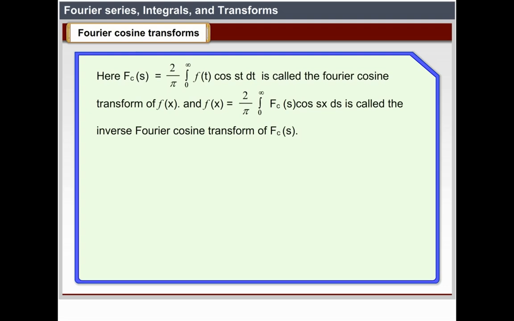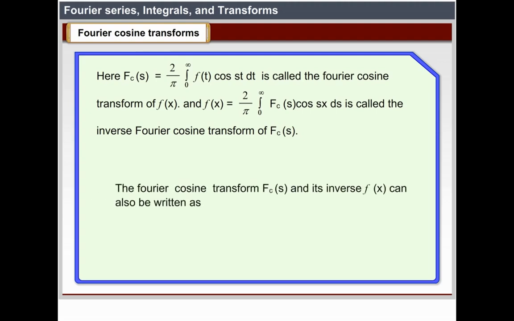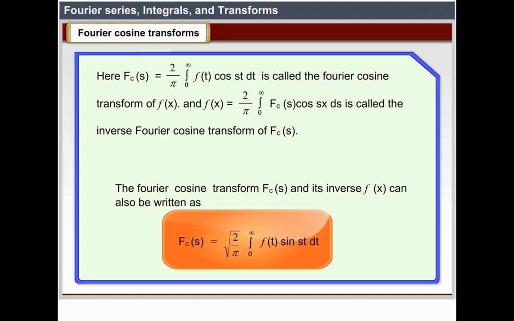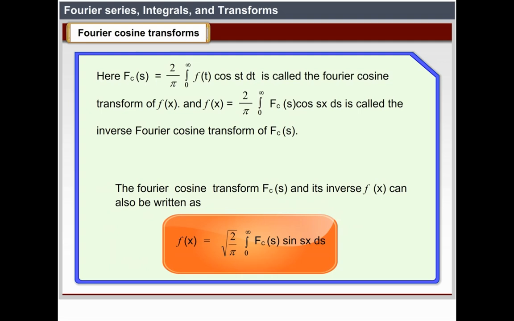Here capital Fc of s equal to integral 0 to infinity f of t into cos st into dt is called the Fourier cosine transform of f of x, and f of x equal to 2 by pi integral 0 to infinity Fc of s into cos sx into ds is called the inverse Fourier cosine transform of Fc of s, that means capital Fc of s. Result: the Fourier cosine transform capital Fc of s and its inverse f of x can also be written as capital Fc of s equal to square root of 2 by pi integral 0 to infinity f of t into cos st into dt. Then f of x equal to square root of 2 by pi integral 0 to infinity capital Fc of s cos sx into ds.